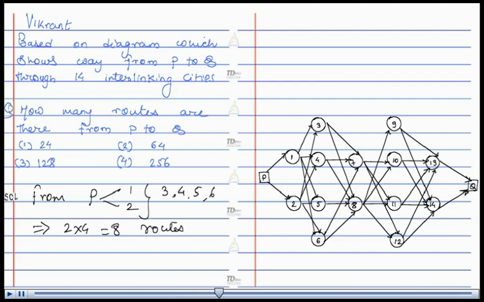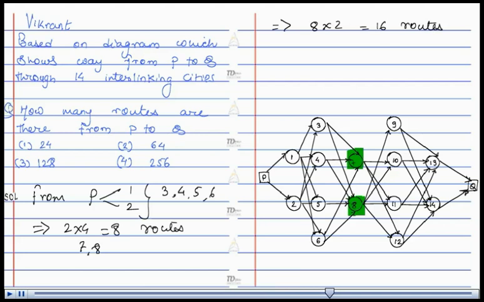From these cities, he can reach either point 7 or 8. That is, using these two cities, he can reach point 7 or 8. From these cities, the total routes that are possible are 8 multiplied by 2, that is 16 routes.